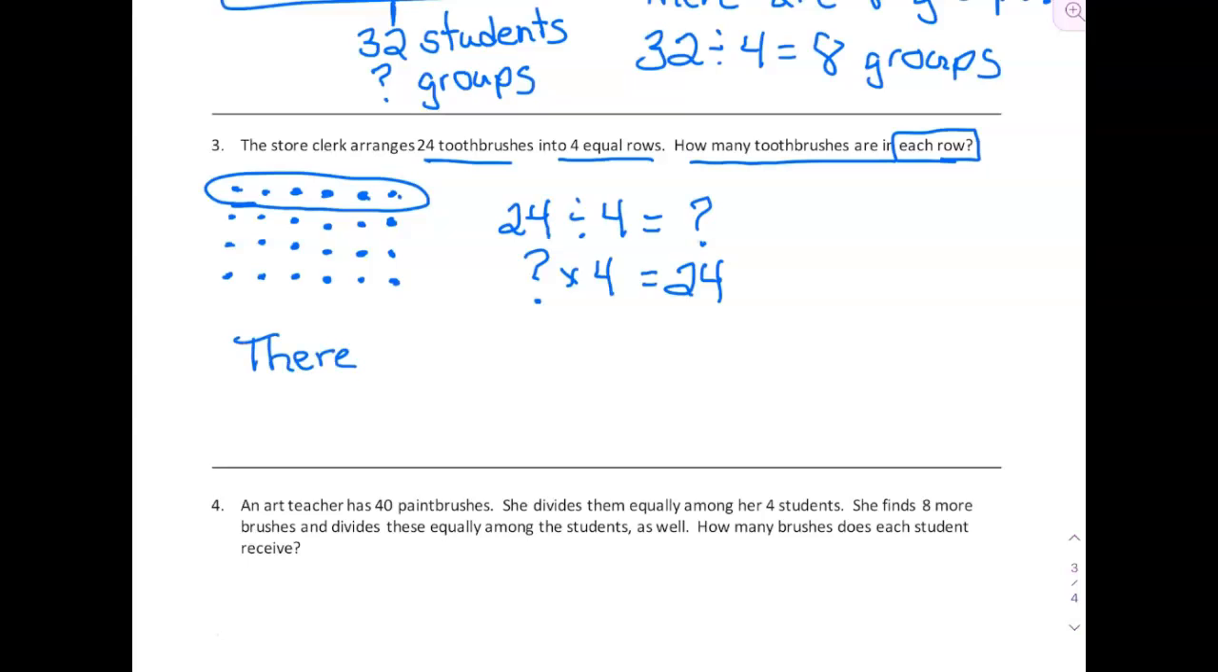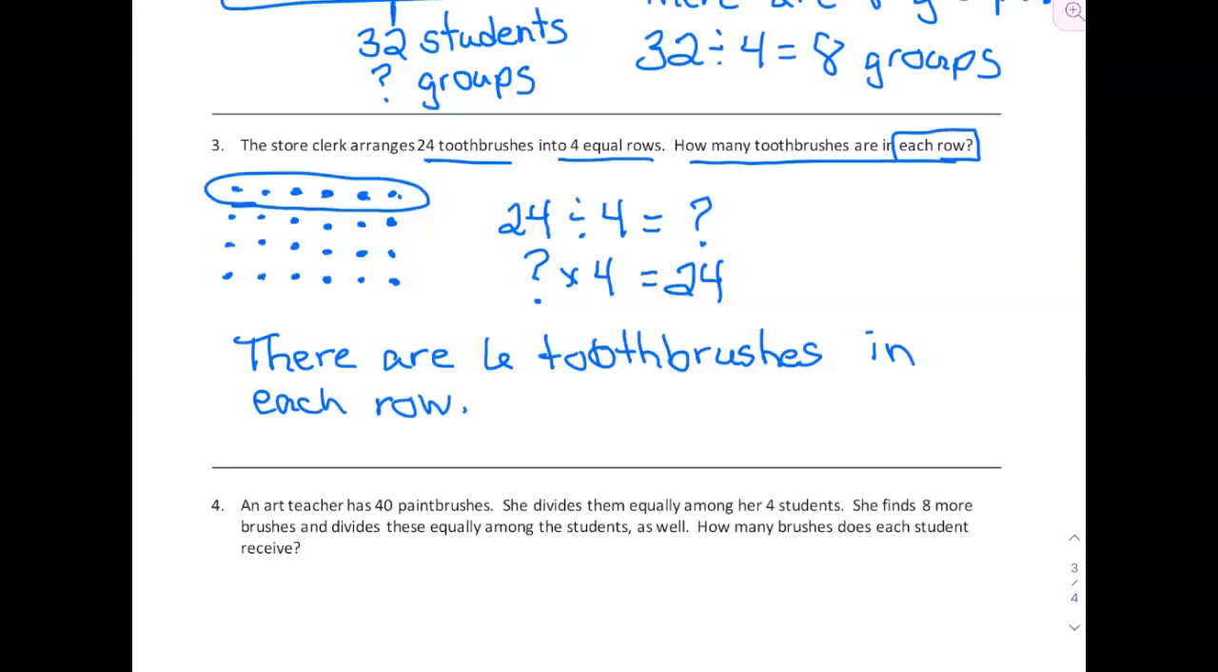So my sentence is, there are 6 toothbrushes in each row. My division math sentence is 24 toothbrushes divided by 4 groups, 4 rows, equals 6 toothbrushes.